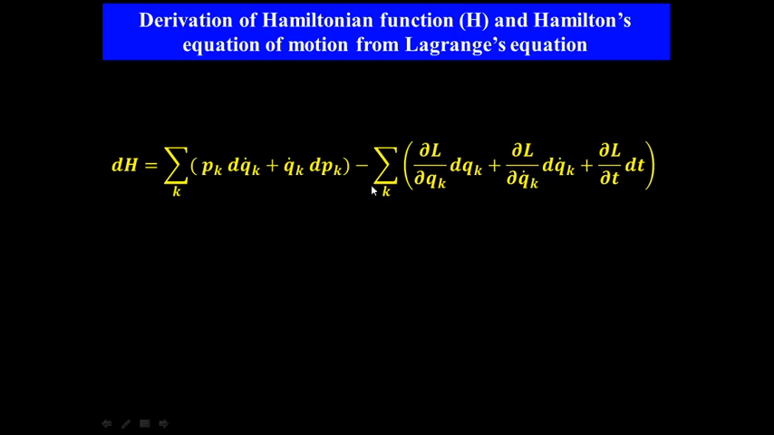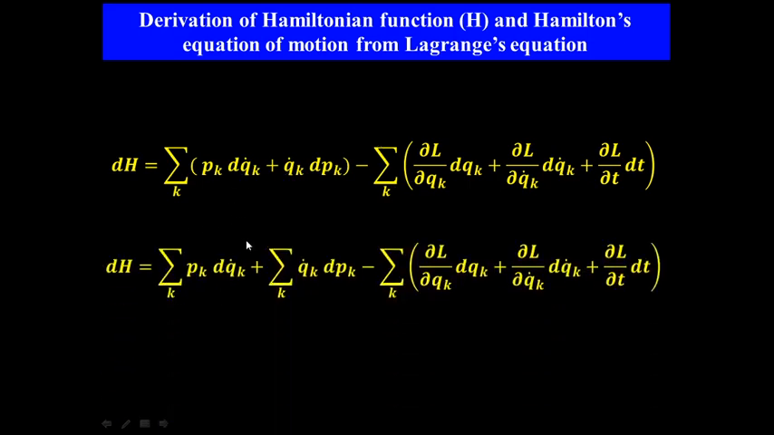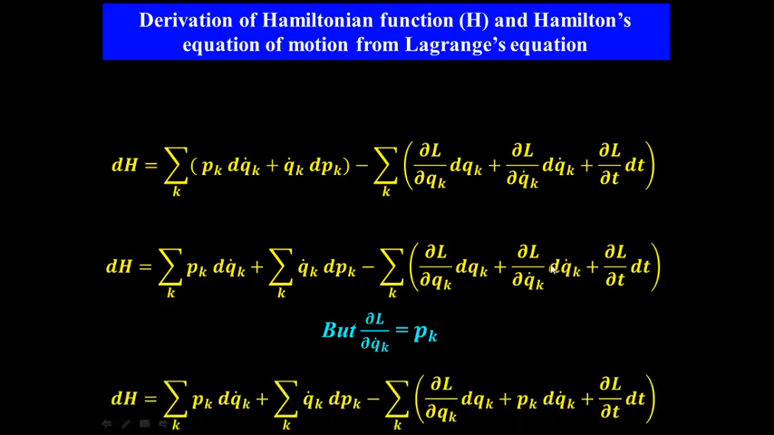Now we will separate those summations. After separation: summation over pk into d qk dot plus summation over qk dot into d pk minus summation over del L by del qk, again separated. And we know that del L by del qk dot is pk. So in place of del L by del qk dot, we can write pk here. After replacing del L by del qk dot with pk, with all other terms as they are, now we will separate the summation of these bracket terms.